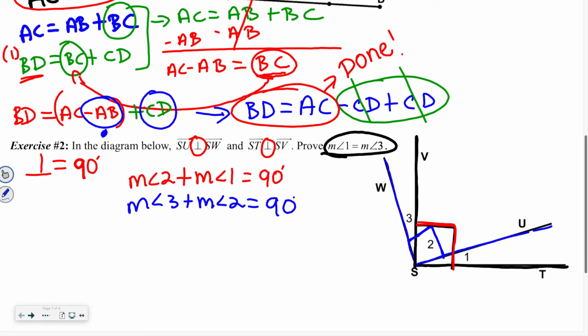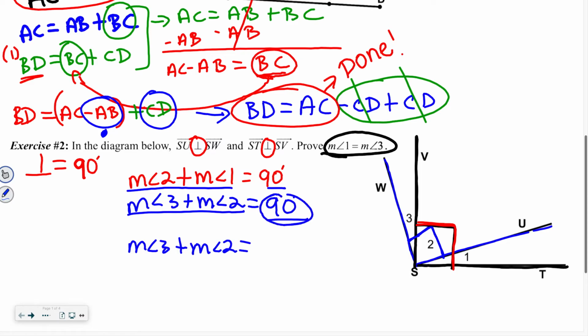Okay, well, in this equation, I have two things that are equal to 90. I have this piece that is equal to 90, and I also have this piece that is also equal to 90. So look at what I'm going to do here. Instead, I'll say the measure of angle 3 plus the measure of angle 2 is equal to, yes, I know it's equal to 90, but instead of writing 90, I know that 90 is also up here and it's equal to this thing. So I'm going to say it's equal to the measure of angle 2 plus the measure of angle 1.